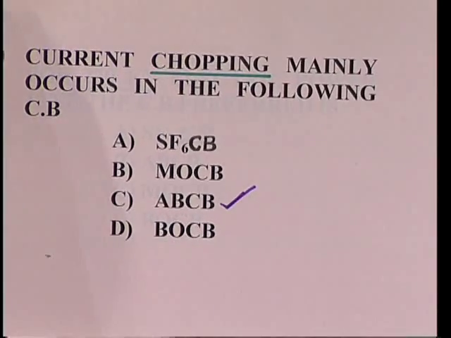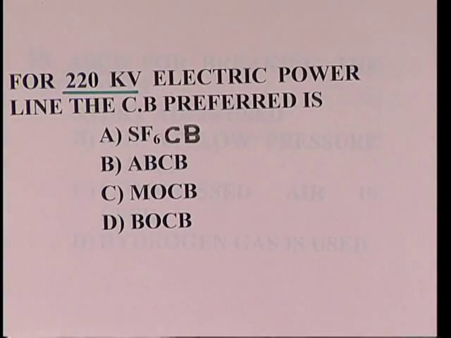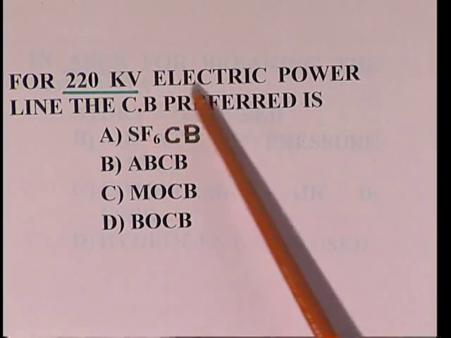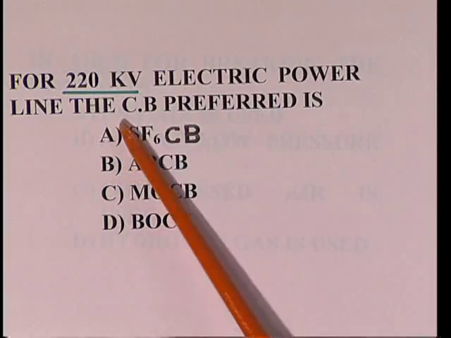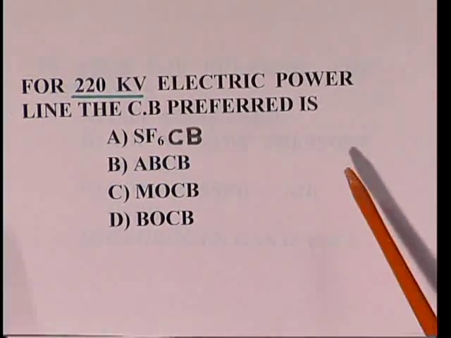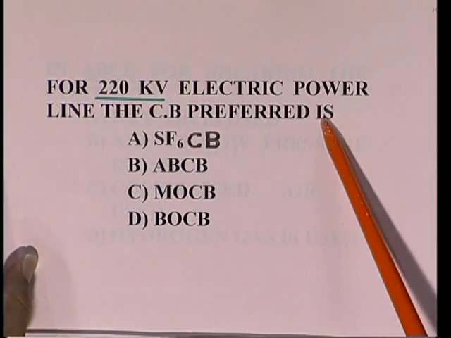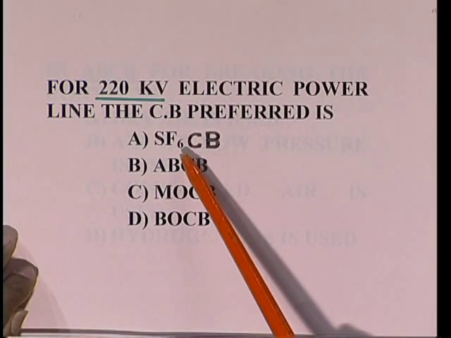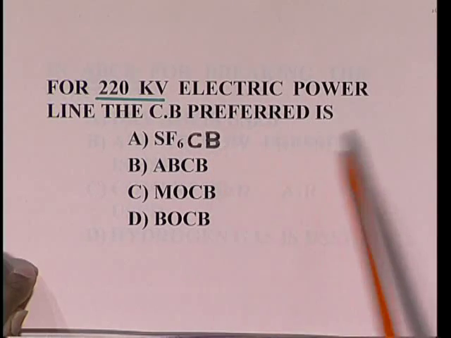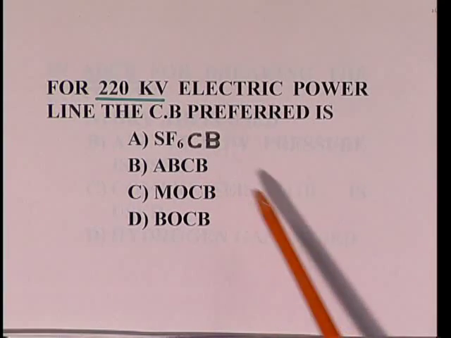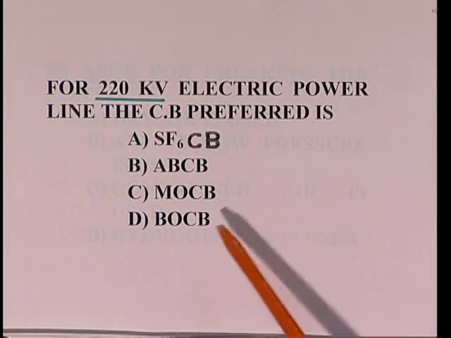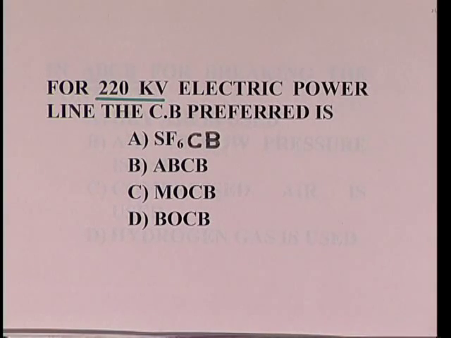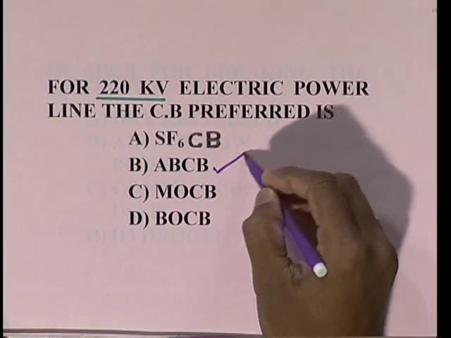Then the second objective question is: for a 220 kV electric power line, the preferred CB is SF6 gas circuit breaker (SF6 means sulfur hexafluoride), air blast circuit breaker, minimum oil circuit breaker, or bulk oil circuit breaker. And the correct answer is ABCB.